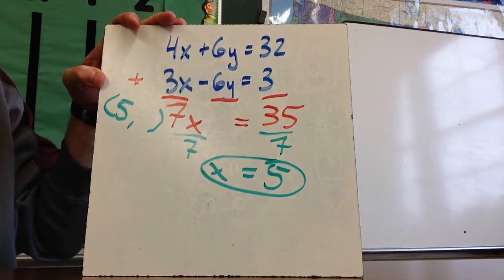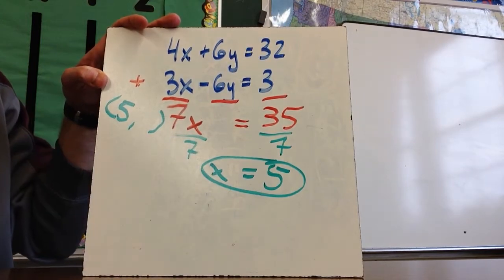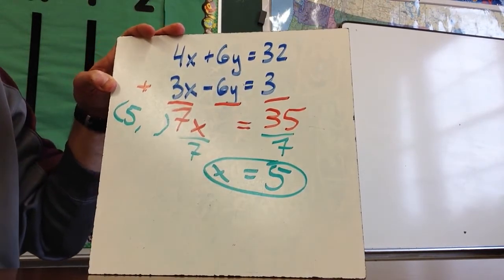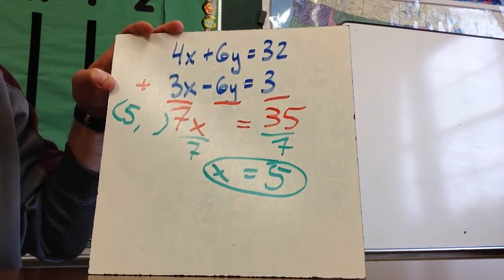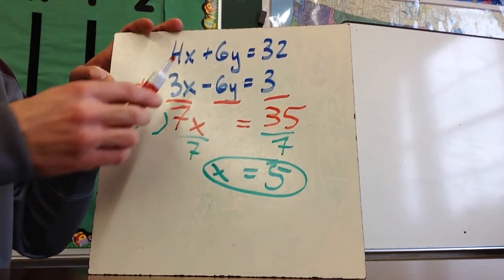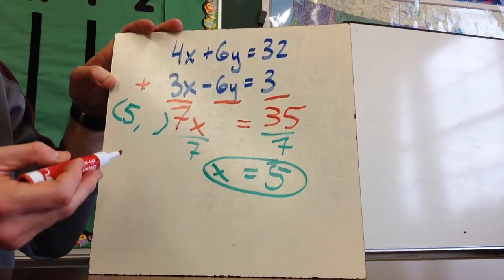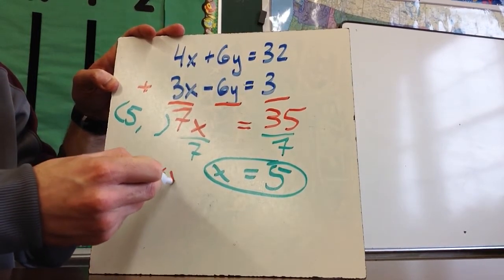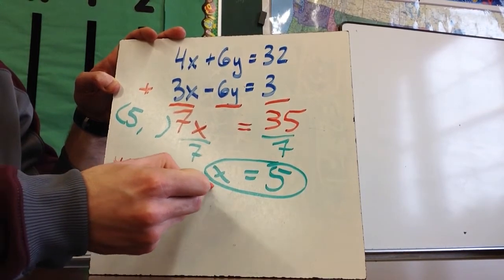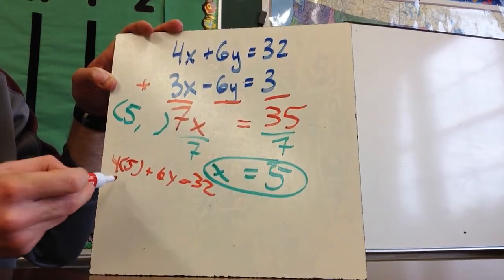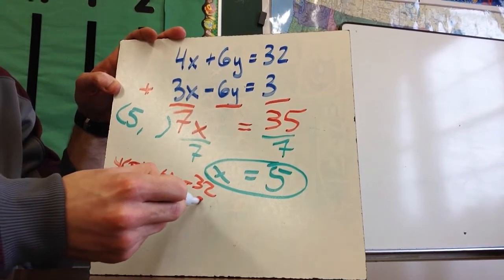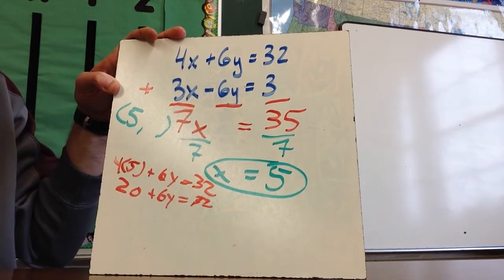So to figure that out, I need to take x and substitute it back into one of the equations above. Don't spend a lot of time thinking about which equation you're going to substitute. Just pick one. I'm going to pick this one because it'll keep everything positive. So I'm going to go 4 times 5 plus 6y equals 32. 4 times 5 is 20. Plus 6y equals 32.